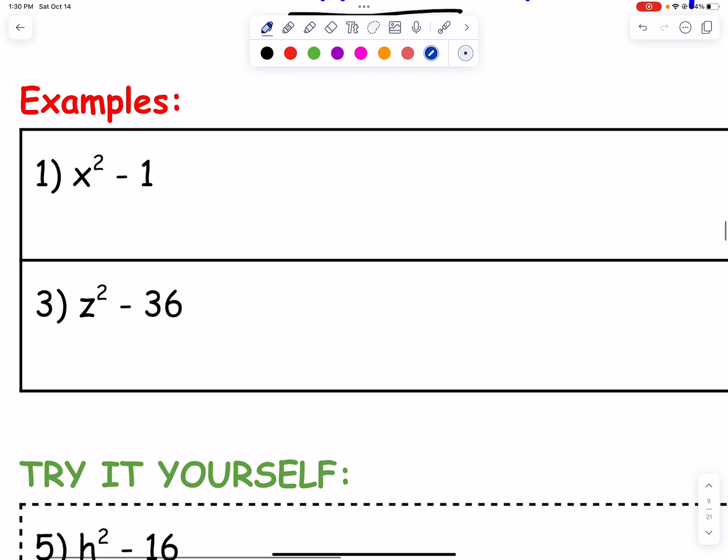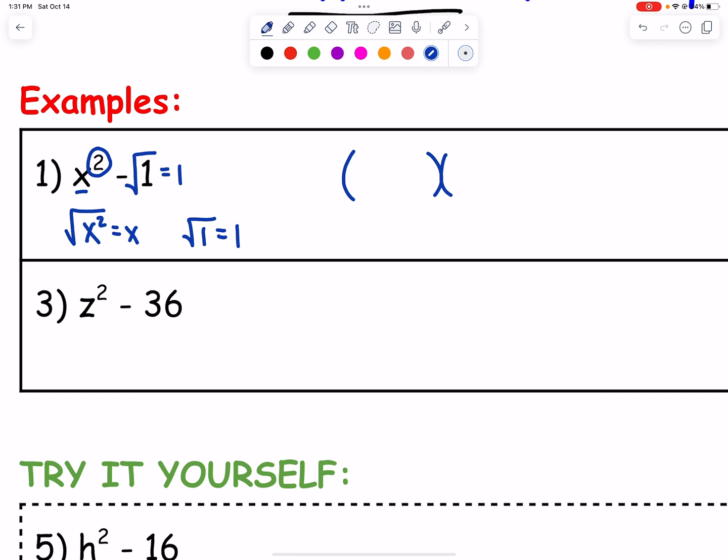So x squared minus 1. We notice we have a perfect square variable because the 2 is divisible by 2 in the exponent. And then 1, if we were to take the square root of it, it comes out evenly as 1. So the square root of x squared is x, and the square root of 1 is 1. So following our pattern for difference of squares, we would write x plus 1 and x minus 1.